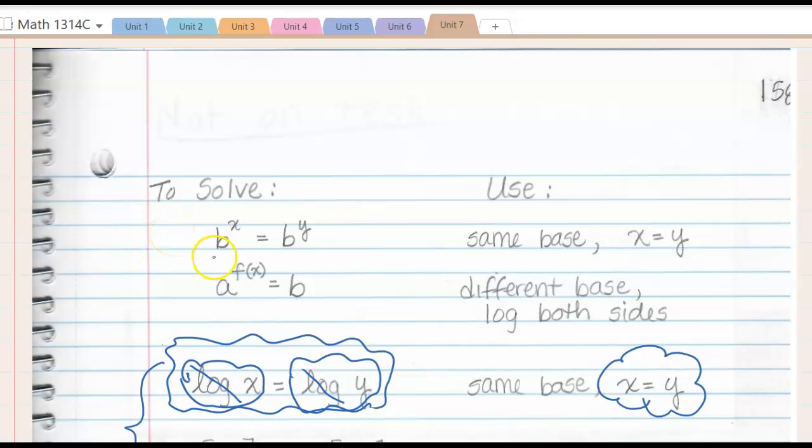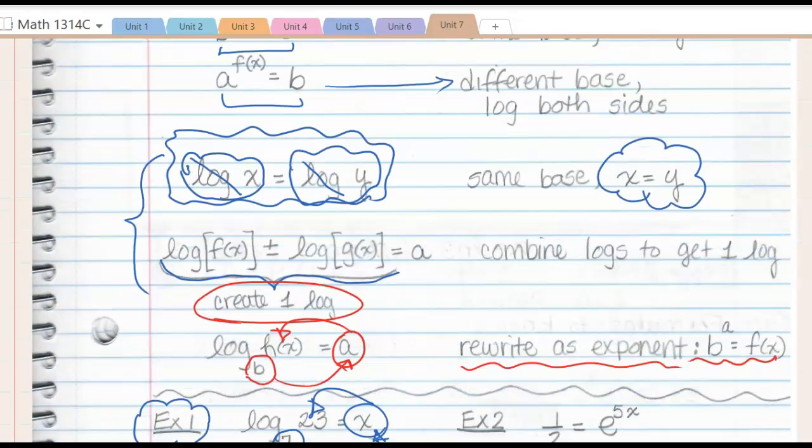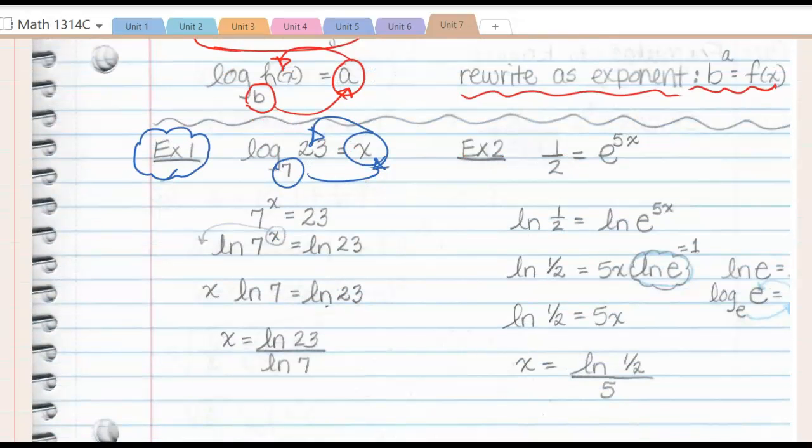are, do I have the same base or can I get to the same base? And if I don't, that's okay, but then I would have to log both sides. So let's come back to our problem, and we see I have 7 and 23. Since I don't know 7 to what exponent would equal to 23, I'm going to declare that I have different bases. So I'm going to take the log of both sides.